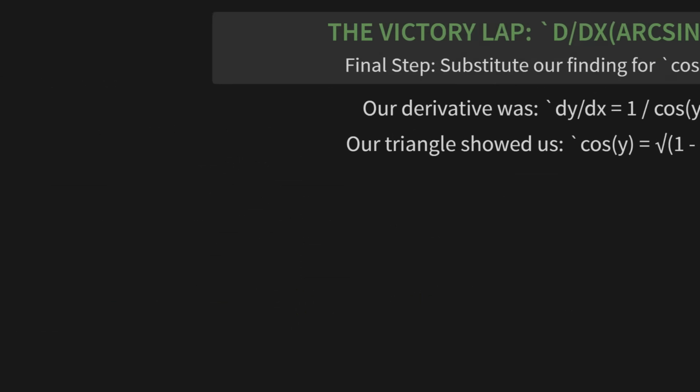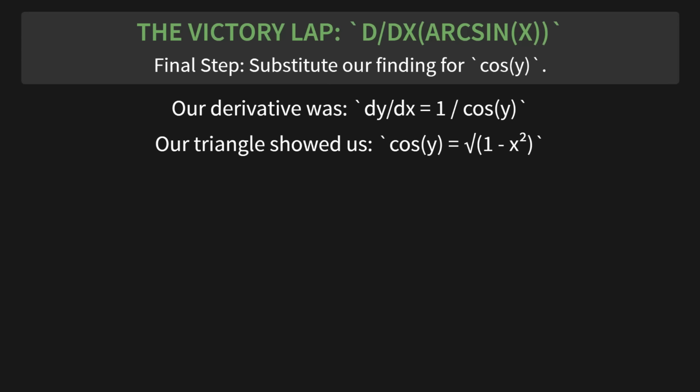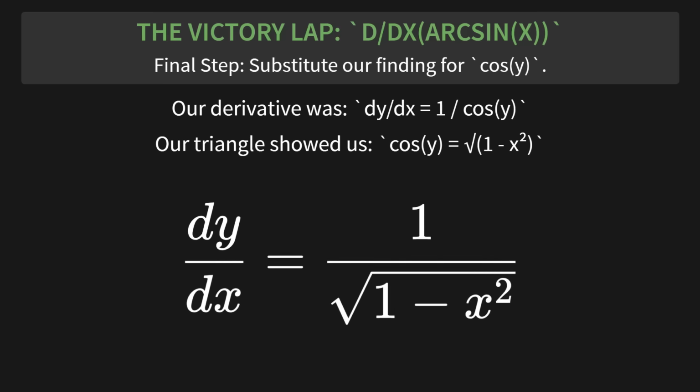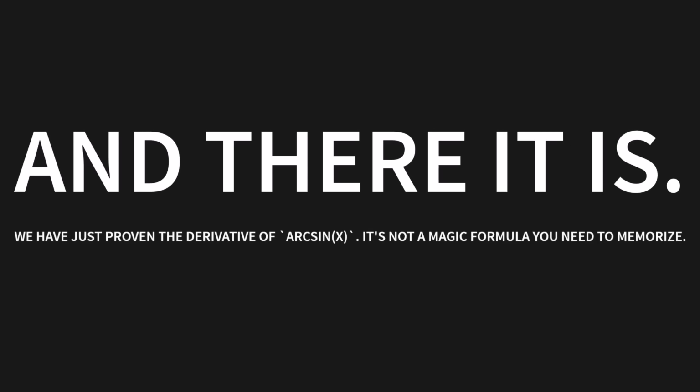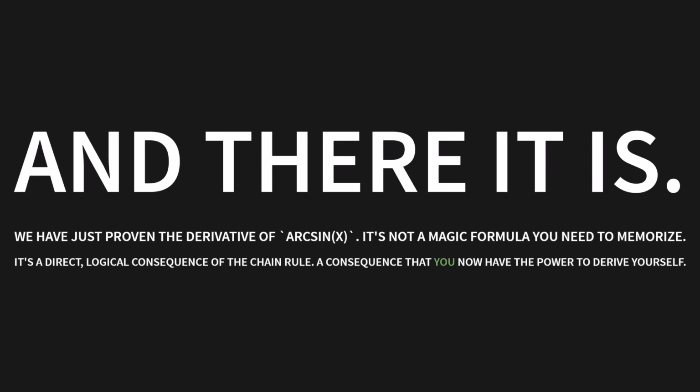Now for the final step, we substitute our finding for cosine of y. Our derivative was dy over dx equals 1 over cosine of y. Our triangle just showed us that cosine of y is the square root of 1 minus x squared. So we get dy by dx equals 1 over the square root of 1 minus x squared. And there it is. We have just proven the derivative of arcsine of x. It's not a magic formula you need to memorize. It's a direct, logical consequence of the chain rule, a consequence that you now have the power to derive yourself.